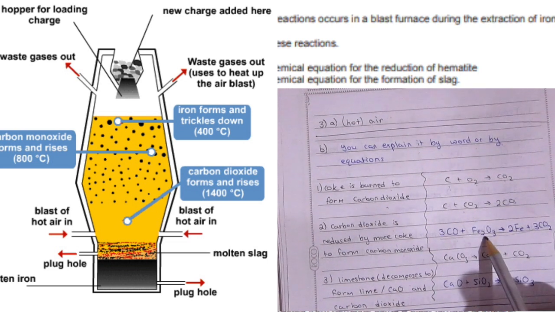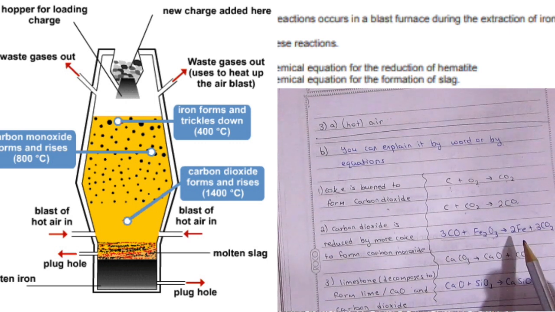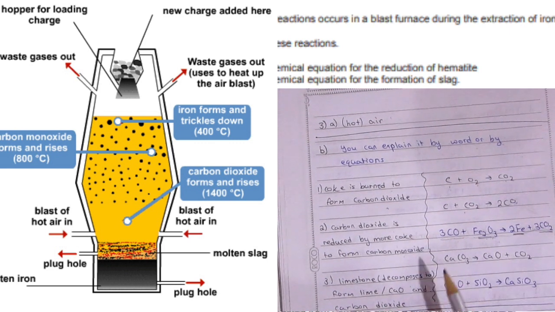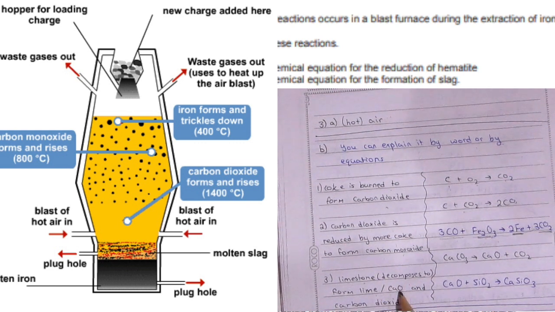Now they told us to write the chemical equation of the reduction of hematite. Like I said, hematite was the iron ore or the iron oxide. So Fe2O3 will give you iron and carbon dioxide. Make sure the equation is balanced. Now, the limestone decomposes to form lime and carbon dioxide. So the limestone is calcium carbonate, which will decompose to form calcium oxide and carbon dioxide.